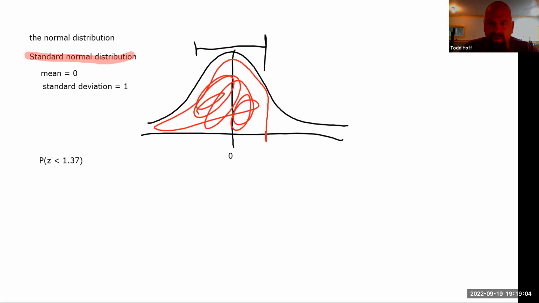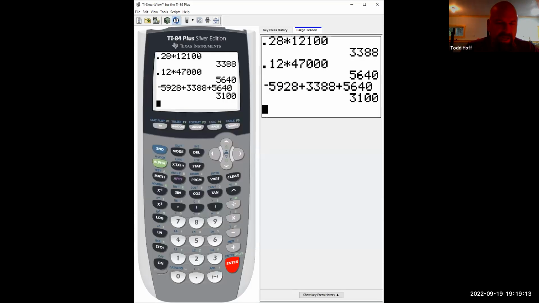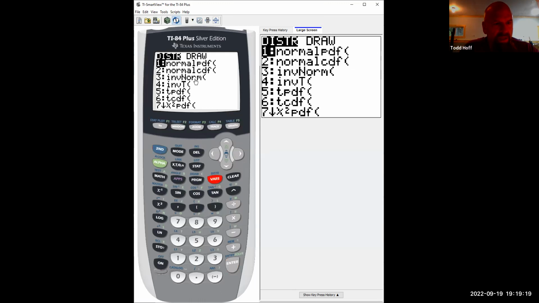The TI-84 does a marvelous job with this. Now, I just have a regular TI-84 Silver edition. If you have a CE, you actually have other options with this. I'm just going to go second distribution and normal. For the normal probability, we always use normalcdf. We will never use normalpdf. So I'll repeat that. We always use normalcdf.